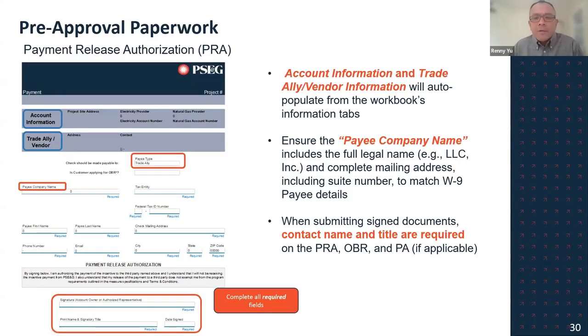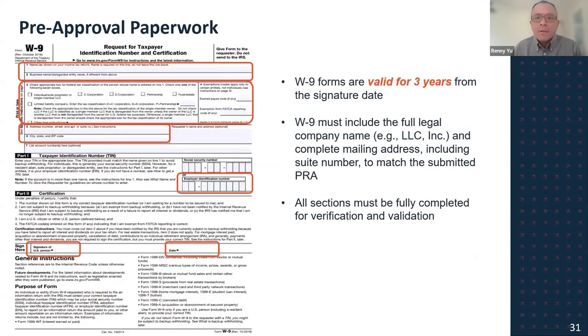Here's a closer look of the payment release authorization. This is only needed if a customer is assigning the incentive payment to someone other than themselves. The corresponding payee information should match the appropriate party and should match the W-9 submitted with the project. Please note, we only require the payee W-9 for the project.